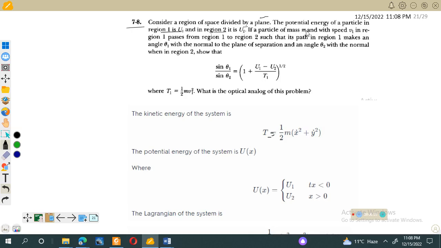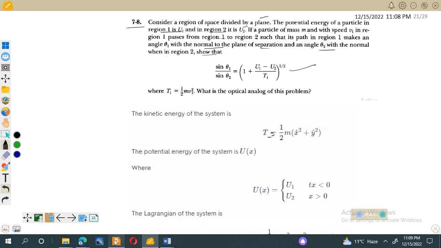If a particle of mass m and with speed v1 in region 1 passes from region 1 to region 2, such that its path in region 1 makes an angle theta 1 with the normal to the plane of separation and angle theta 2 with the normal when in region 2, show that sin theta 1 over sin theta 2 is equal to this, where kinetic energy is equal to this.